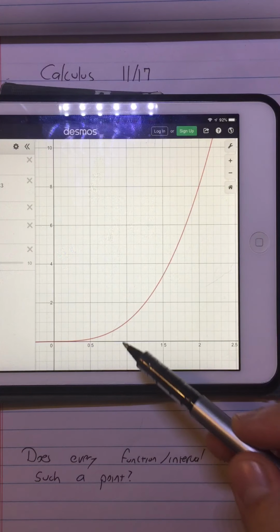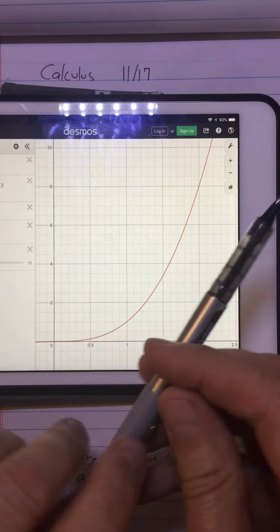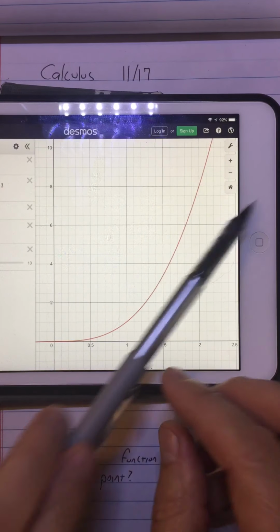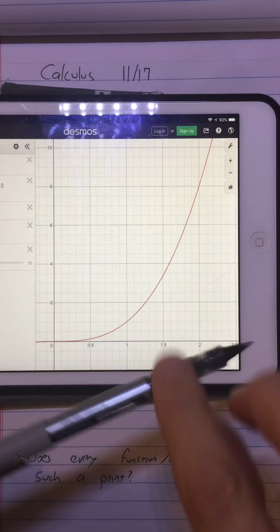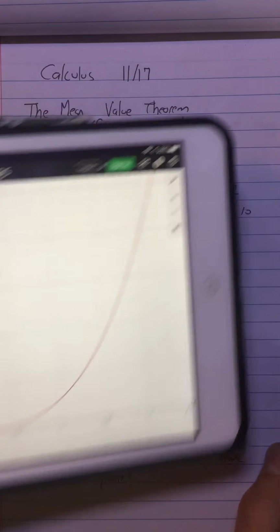And the instantaneous rate of change means the slope of the tangent at any given point. So you can see that, for example, up here, the tangent is going to be steep. Down here, the tangent is going to be shallow. Somewhere, the tangent is going to be exactly parallel to that average rate of change.